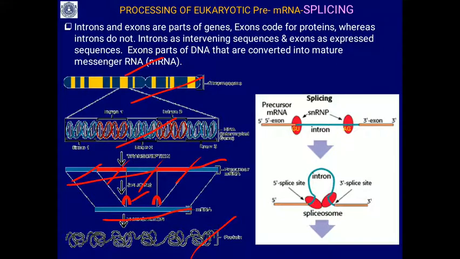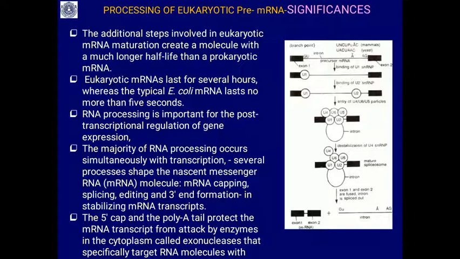So this is what you can see here, the splicing process. The small nuclear ribonucleoproteins recognize the GU and AG sequences that form the ends of the intron. Immediately they bind, the intron gets looped out, and the exons come closer and get rejoined in this process.